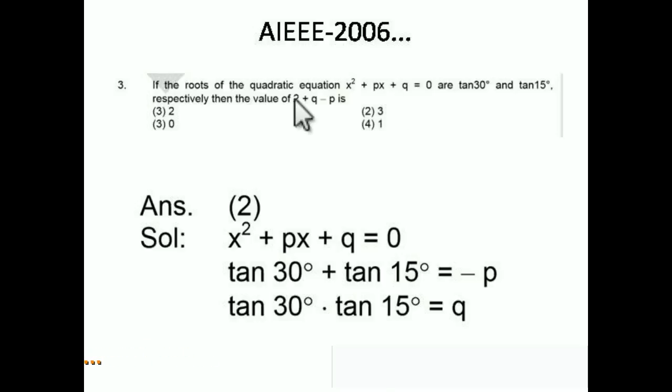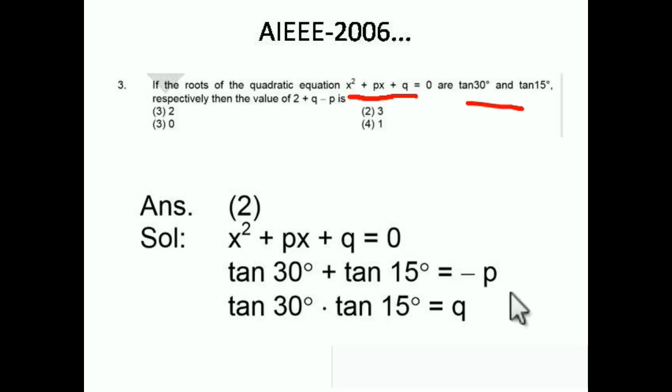If the roots of the quadratic equation x² + px + q are tan 30° and tan 15° respectively, then the value of 2 + q − p is? Easy question. We all know the basics, we all know the formulas. Just apply that. We know the roots, so the sum of the roots is given by −b/a, so here it is −p/1, that is −p. And the product of the roots is tan 30° into tan 15°, that is c/a, that means q/1, that is q.